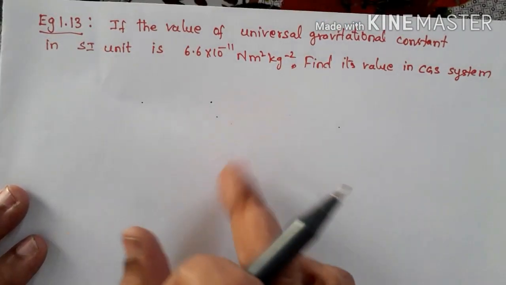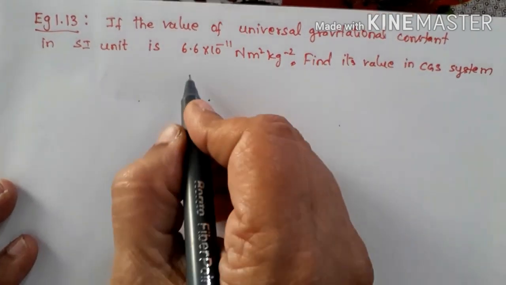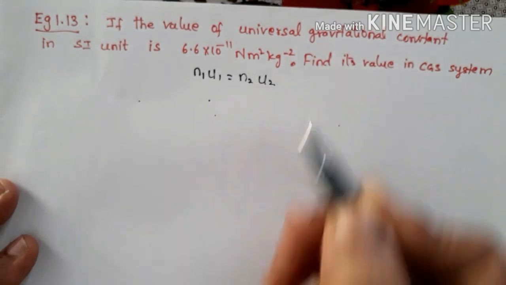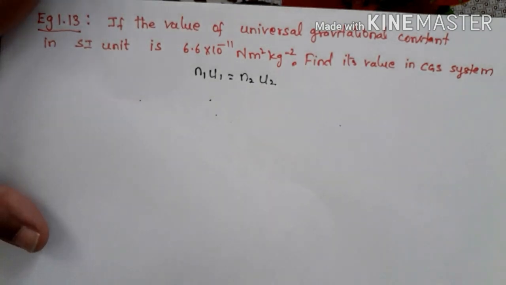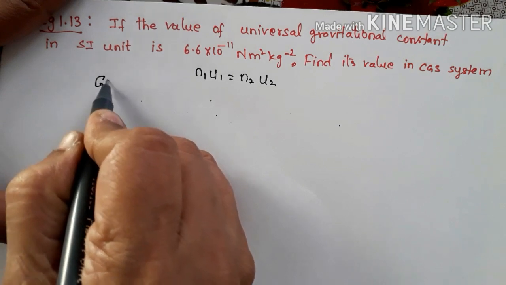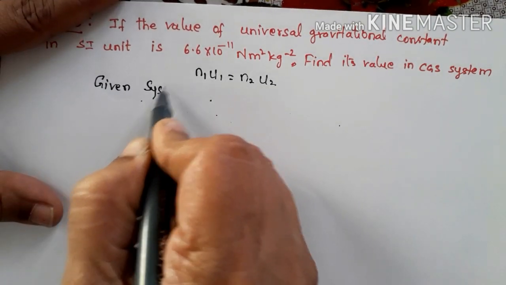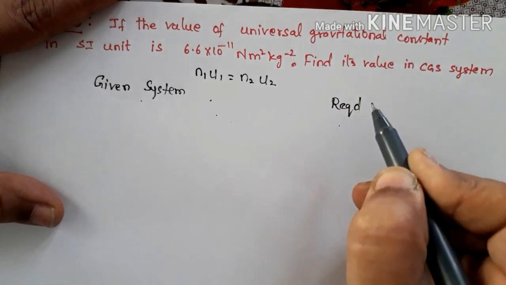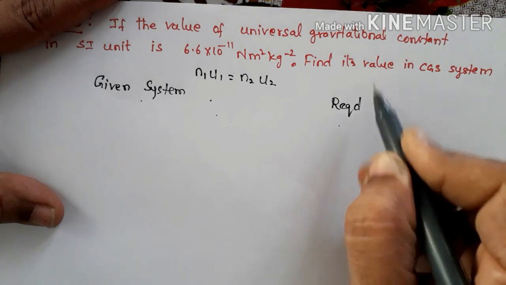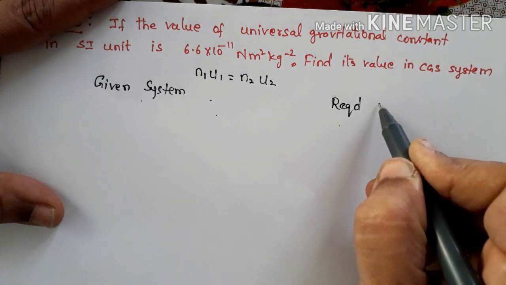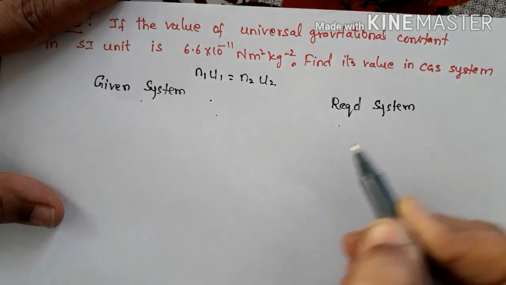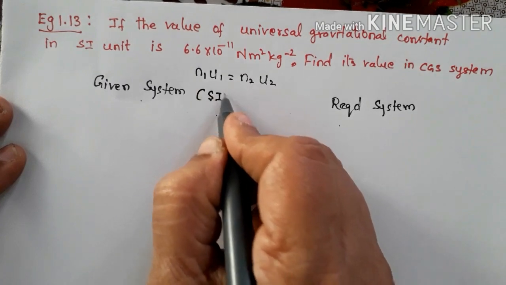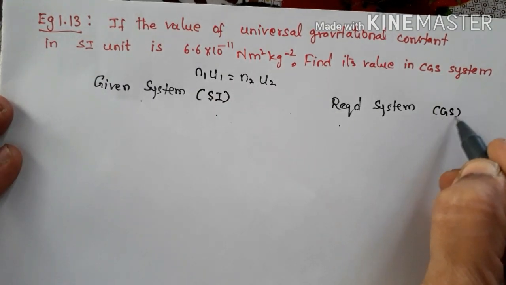Now we will collect certain details from this question. Before that we will write the principle here: n1 u1 is equal to n2 u2. Now we will collect certain details from this. On the left hand side I will tabulate this. The given system I always represent by the subscript 1, and the required system, in this case the CGS system, is represented by the subscript 2. Given system is SI and the required system is CGS.